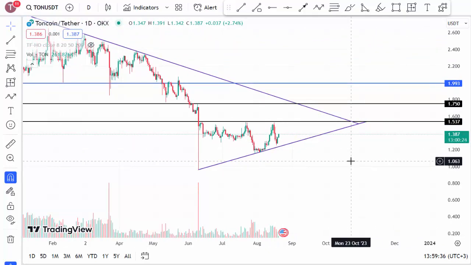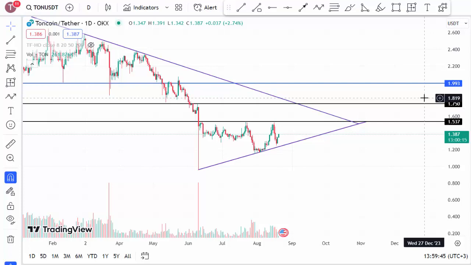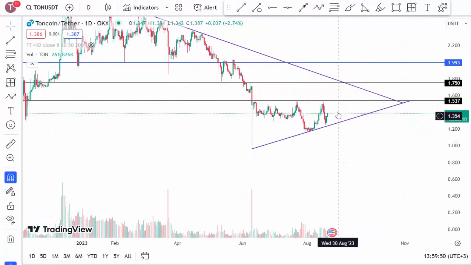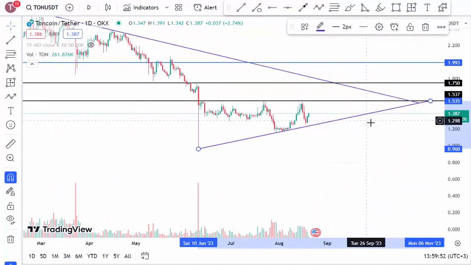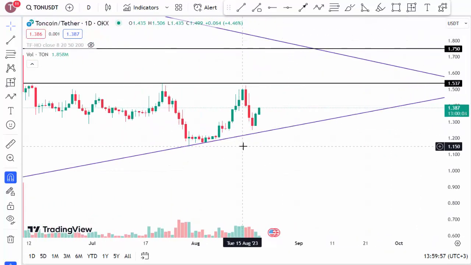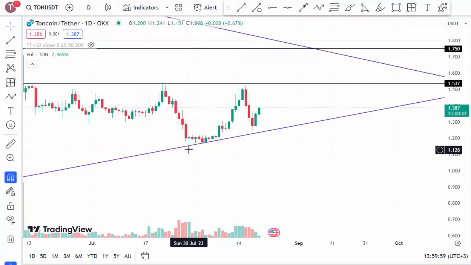After this level is broken, we anticipate a rise to around the 75 cents level, followed by our main target of 99 cents. Furthermore, in the lower region, the support area corresponds to the support region of the rising trend. If this area is broken, the first point of decline would be around 15 cents. We can interpret these aspects in this way.